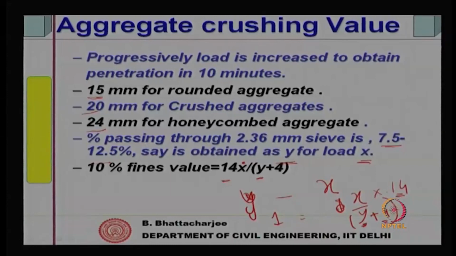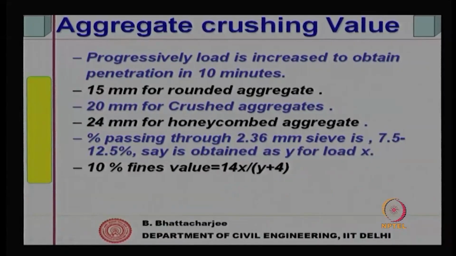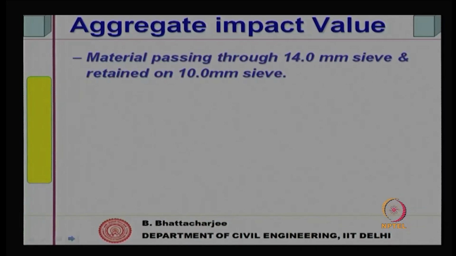It is assumed that up to 4 mm you will just get a straightforward value, after that it varies linearly. So, 14 x by y plus 4, y is what you have found out, and 10 plus 4 is 14. So, this is the relationship used to find out the 10% value, and this is also used as a yardstick to compare two different aggregates. Impact value is also measured on the same machine.